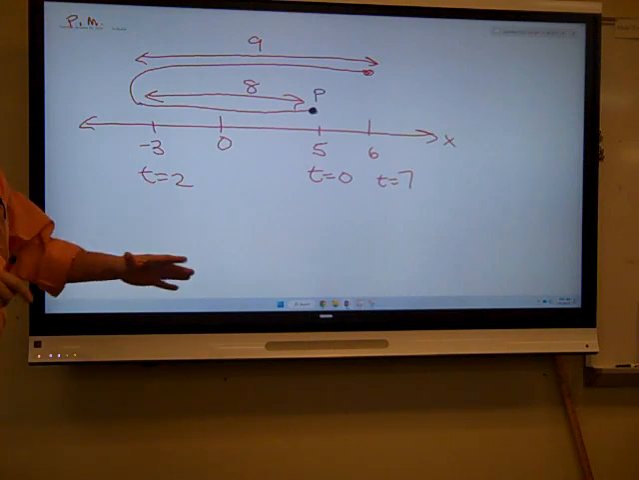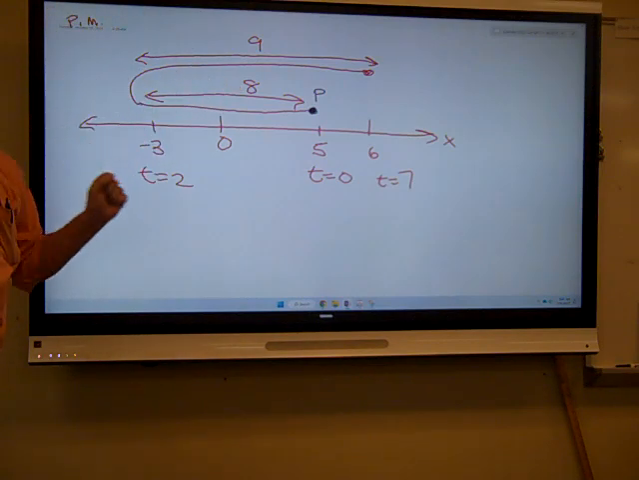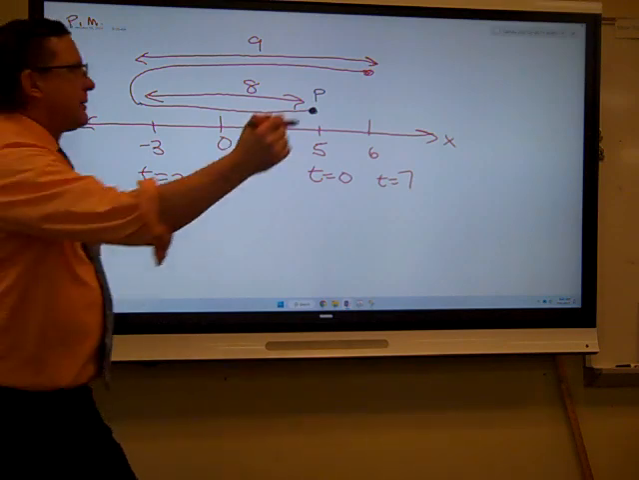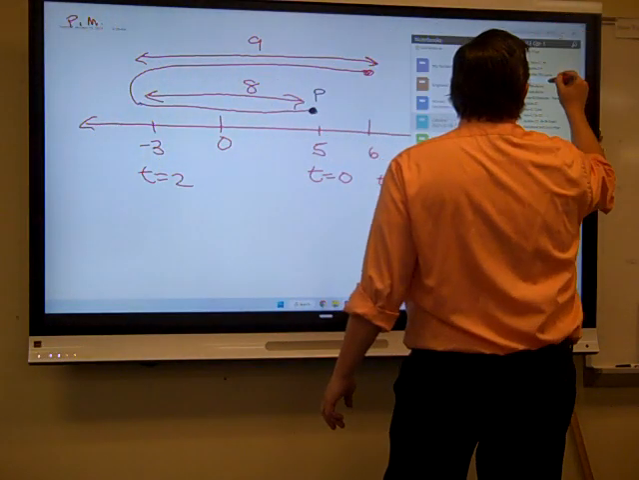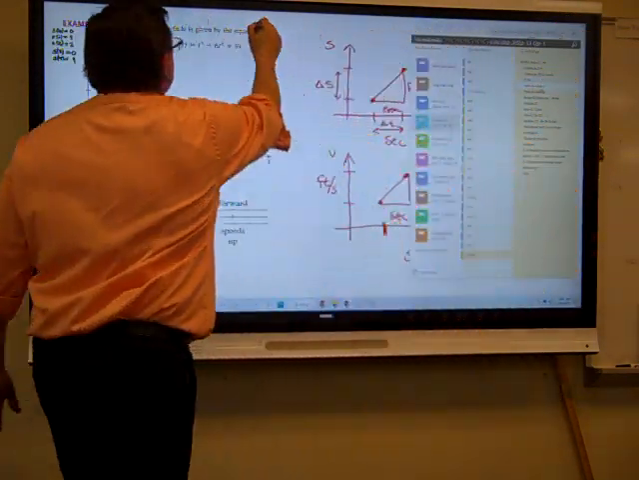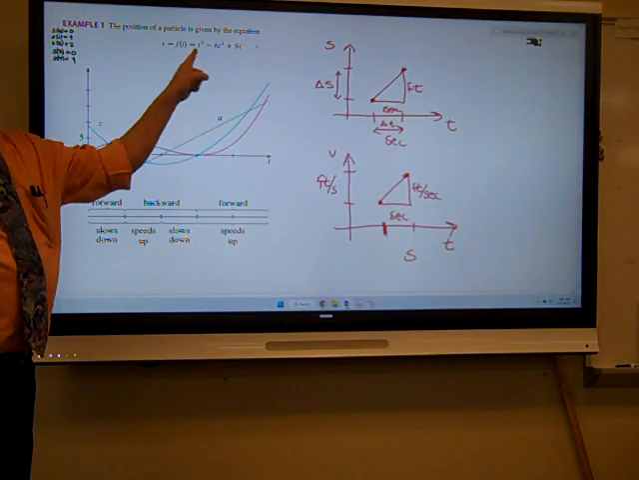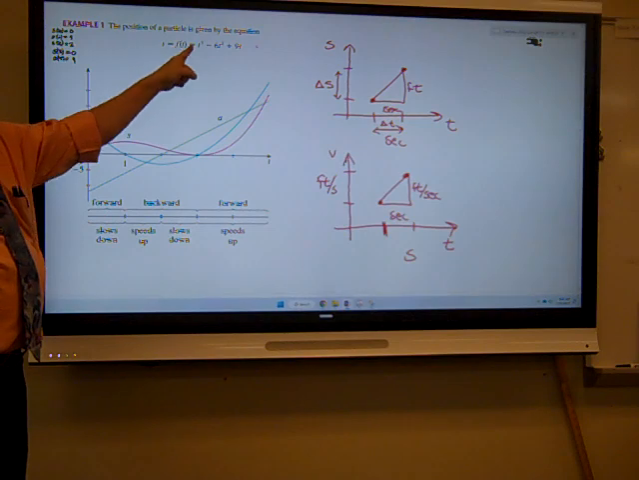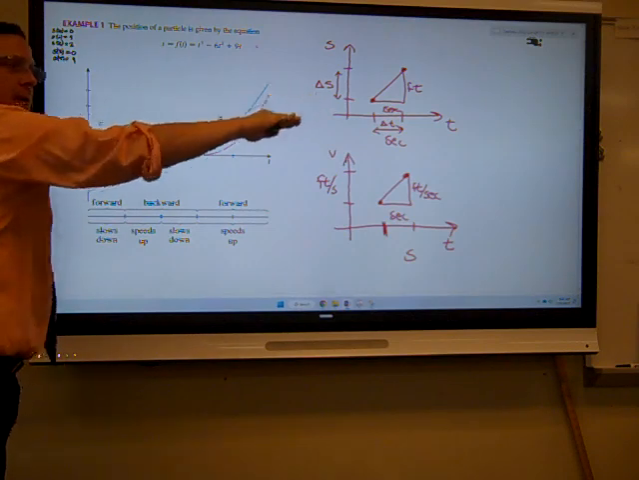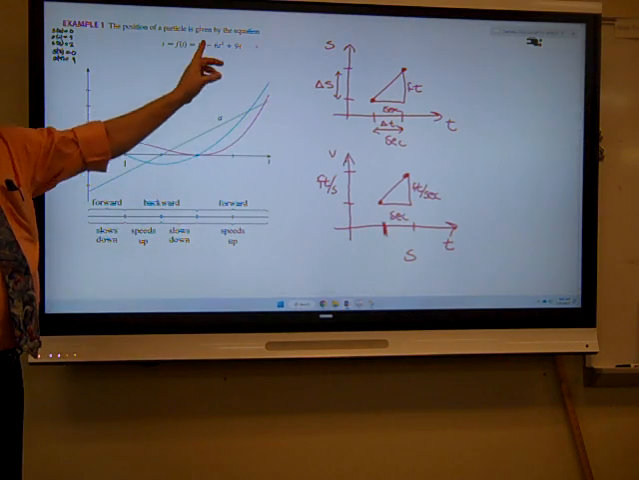And I think what's getting us is it just moves along the line. It doesn't have to start at 0, 0. All right? So what I did now is I just pulled up example 1 from the textbook. And it gives a function. And it says, hey, the position of a particle moving this way is given by this equation.